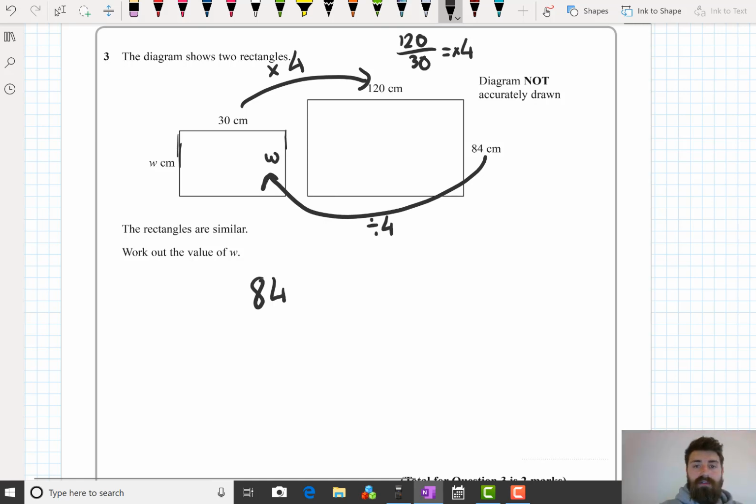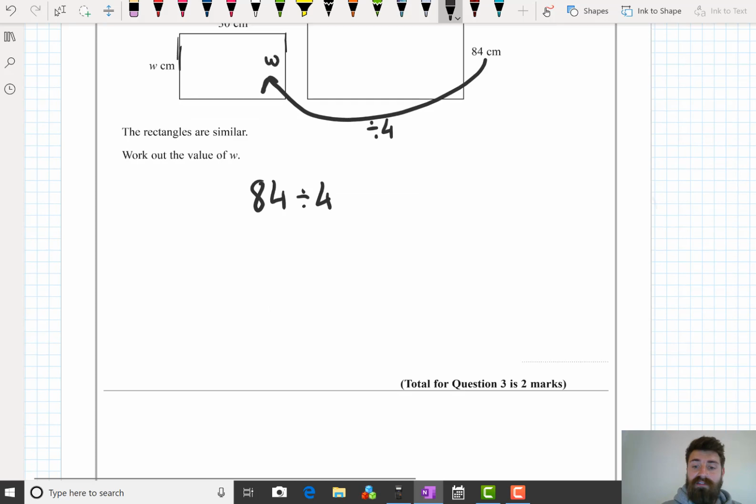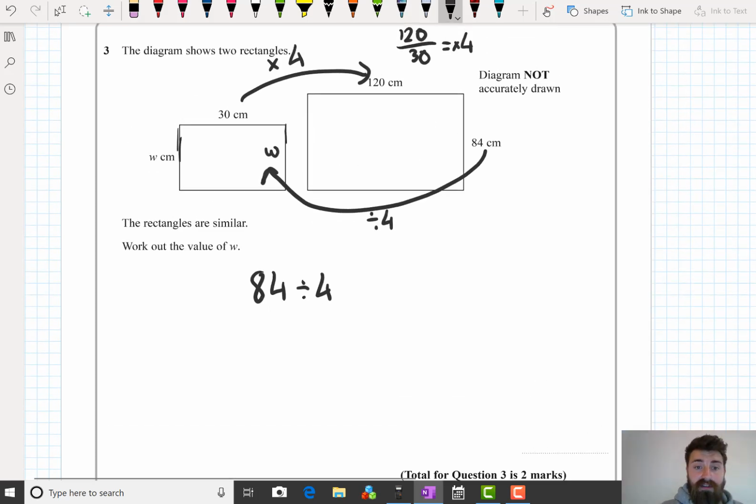So 84 divided by 4, potentially getting a method mark here. Is it worth 2? Yeah, 1 for writing that down, or 1 for finding the scale factor, whether that be timesing by 4 or dividing by 4. And then 1 just for getting the answer. 84 divided by 4, 21.